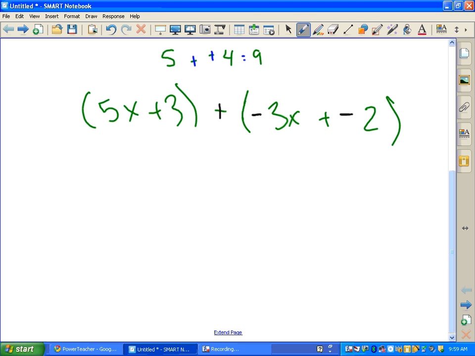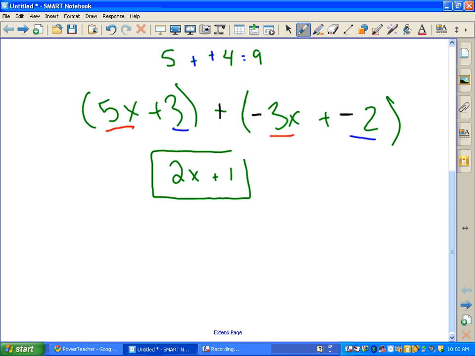And then all I have to do is go through and add by adding up the like terms. So first I see I've got a 5x and a 3x. So I do 5 plus negative 3. That'll give me 2 x's. And then I can also combine the 3 and the negative 2. And 3 plus negative 2 is positive 1. So my answer is 2x plus 1. And that's it. That's all I'm doing.